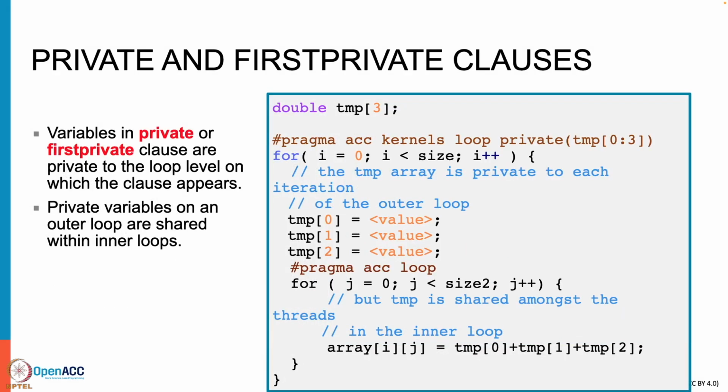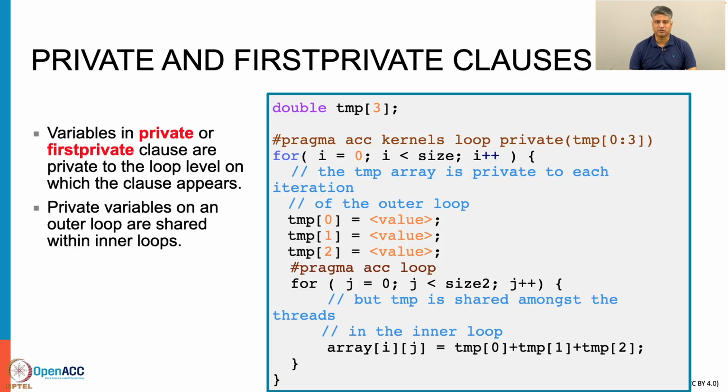So the variables private and firstprivate are private to the loop level on which the clause appears. Remember, we can give the directive at different loop levels. At whatever loop level you are giving the private or the firstprivate clause, that's where the variables will become private or firstprivate. Private variables on an outer loop are shared within inner loops.